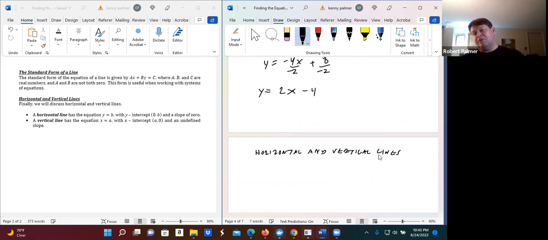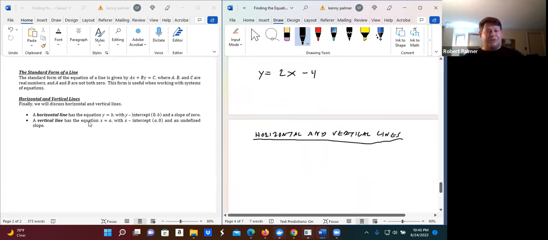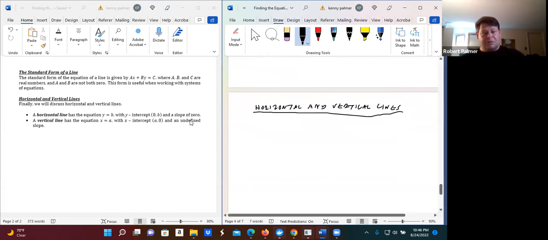Now, in a previous video, we discussed the slopes of horizontal and vertical lines. Remember, a horizontal line has a slope of 0. A horizontal line has the equation y equals b, where b is some constant, and b is the y-coordinate of the y-intercept. Then a vertical line has the equation x equals a number, where the x-intercept, where the graph crosses the x-axis, is the point a, 0, so a is the x-coordinate of the x-intercept. It has an undefined slope.